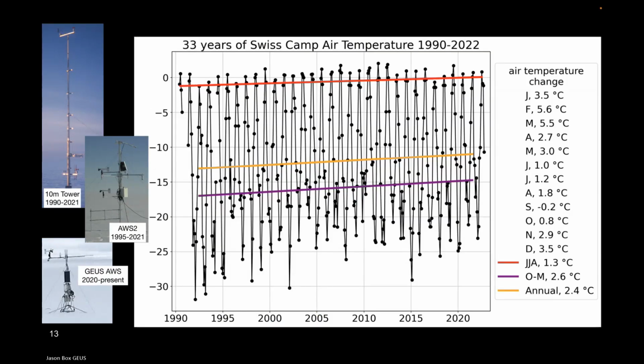I've compiled the Swisscamp data. We have 33 years of continuous measurements. You see summertime warming of 1.3 Celsius, an annual warming of 2.4 Celsius. That's by combining these in situ records.